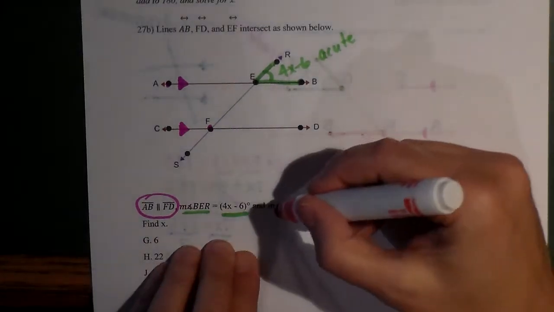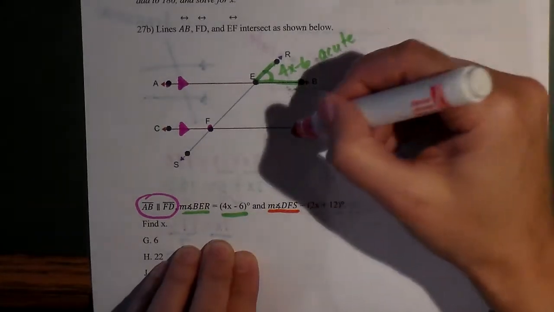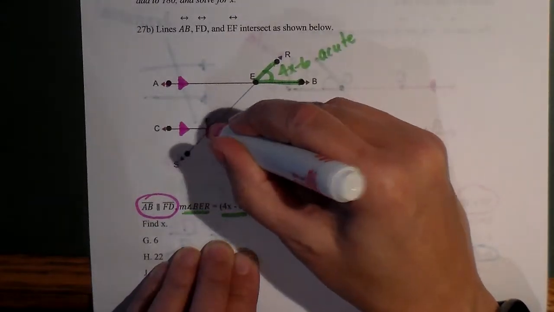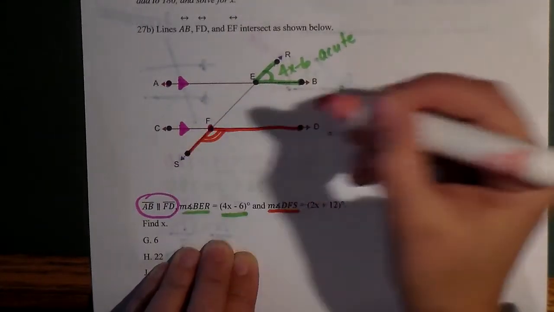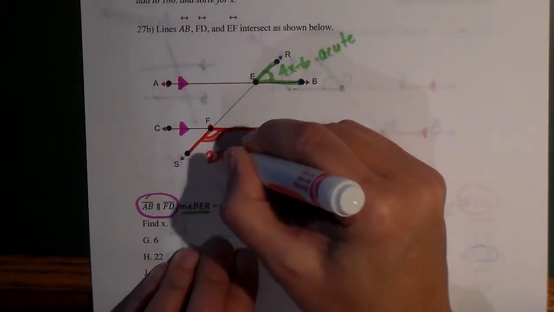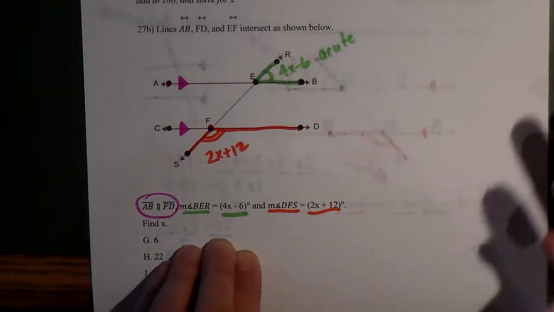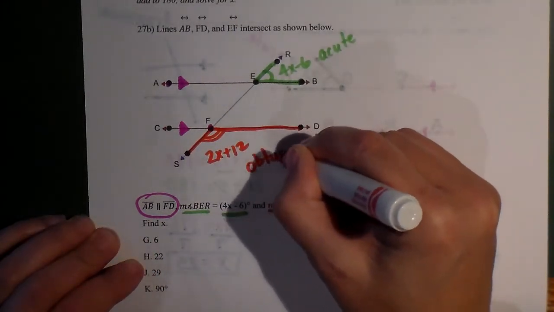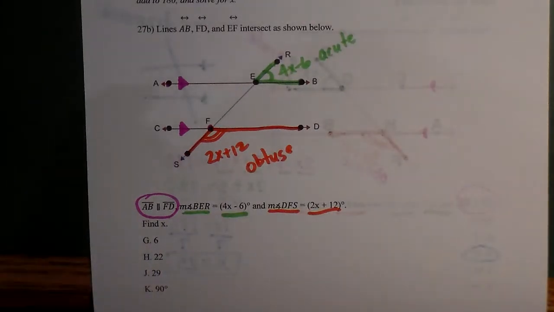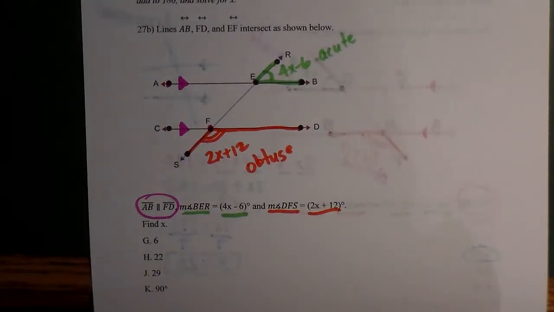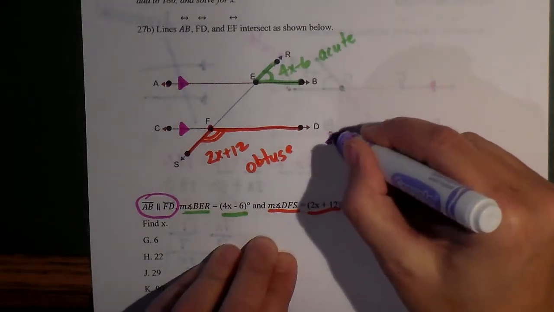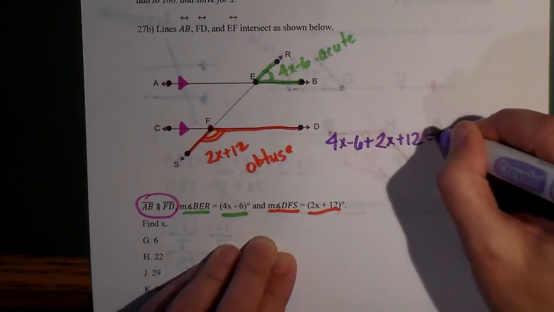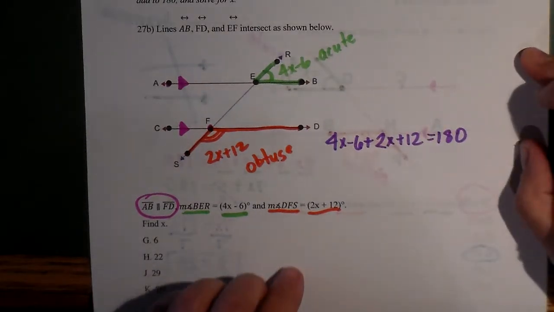So let's check out what we have. The measure of angle DFS. DFS. If you go this way, come down here, DFS, you have 2x plus 12. So that is an obtuse angle, which means these two angles are not equal. They actually are supplementary, which means they add to 180. So you're going to set up your equation, 4x minus 6 plus 2x plus 12 equals 180.